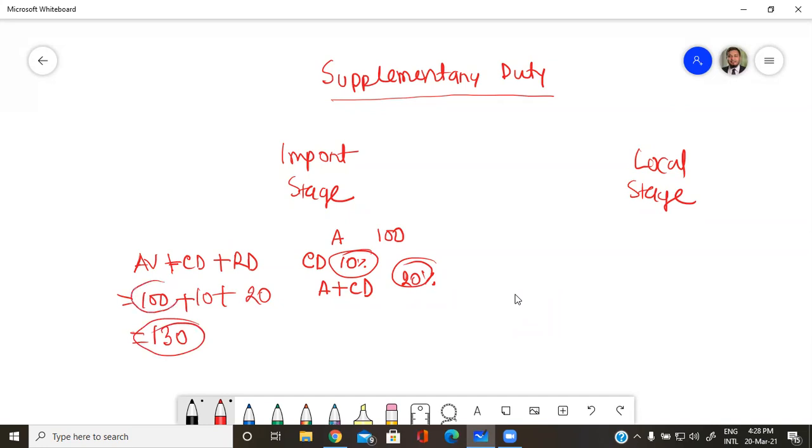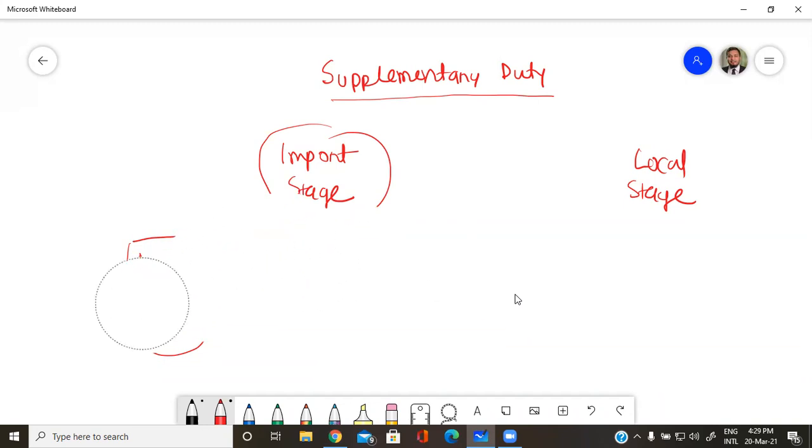Supplementary duty will be imposed on the summation of these three: assessable value, customs duty, and regulatory duty. In which case? In the case of the import stage. And in the case of the local stage, what can you do? I already showed you a calculation for buying an internet pack at the very beginning of today's class. Can you recall? How can we come up with the supplementary duty? Yes, sir. You just need to apply that calculation to understand how supplementary duty is calculated and how it is subtracted to get the value of taxable supply.